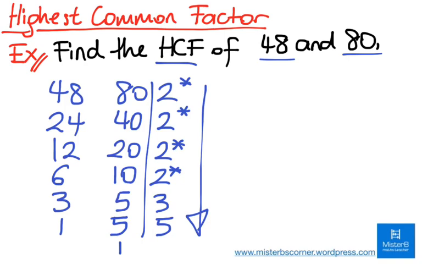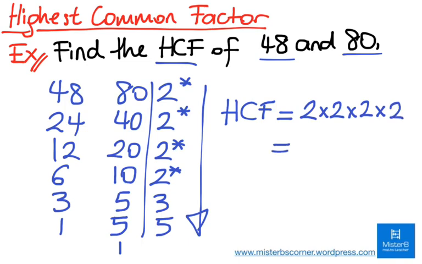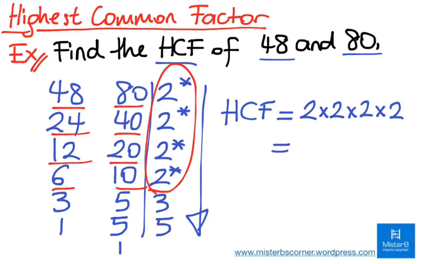Now, to find the HCF, all I need to do is to multiply these numbers. Basically, it's 2 times 2 times 2 times 2, the ones that I marked, because only these factors divided both of the numbers. This 2 divided 48 and 80, this 2 divided 24 and 40, and so on. Or, if you want, you can write it as 2 to the power of 4, but when calculating HCF, we don't keep it like this, we just calculate the value, which will be 16.